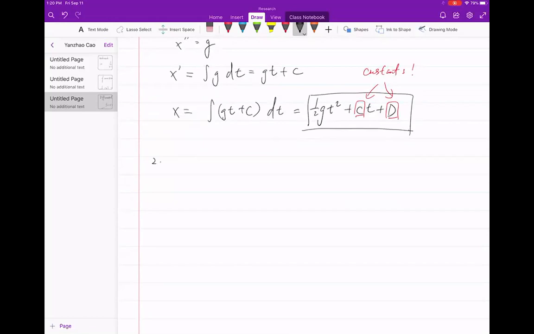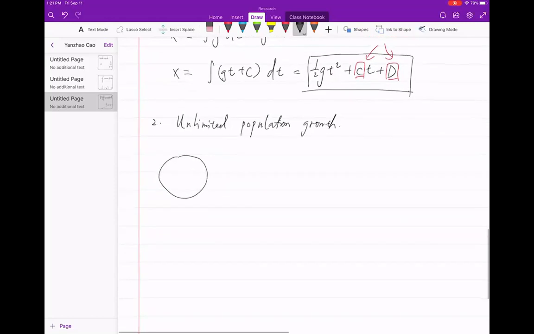This time, just taking the integral probably cannot solve it. Let's think about unlimited population growth. Now imagine you have a region. You have somebody, maybe 20 people, okay, maybe 200 people, just initially move in. Now you know they have a constant birth rate and death rate. So let's say the constant birth rate is going to be 0.2, 20%.